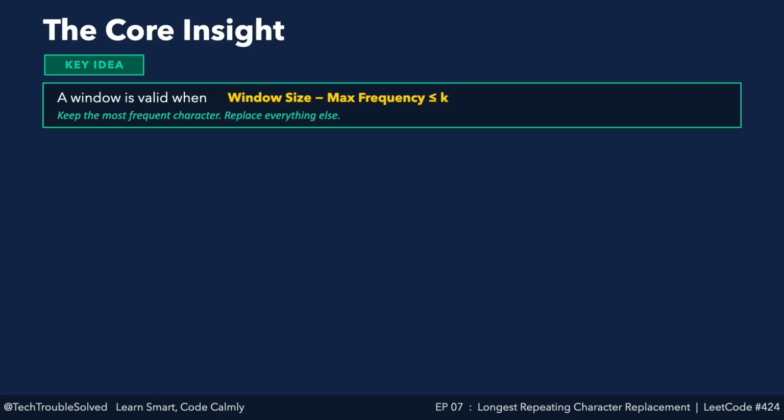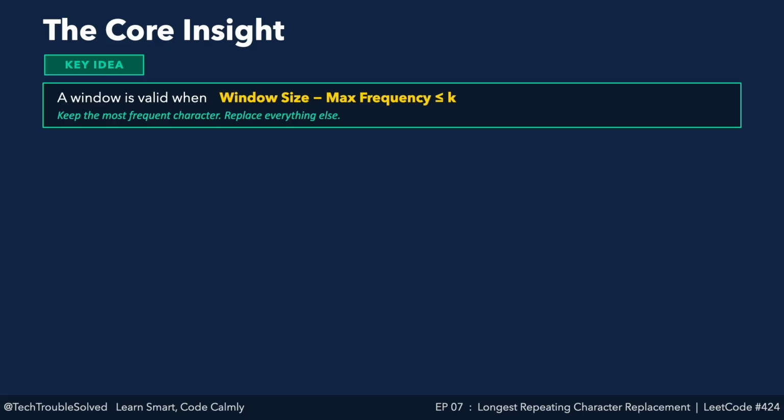Window size minus max frequency less than or equal to k. Think of it like an election inside the window. Whichever character has the most frequency, or votes, wins. You don't need everyone to agree. You just need the number of disagreers to be k or fewer so you can replace them all.